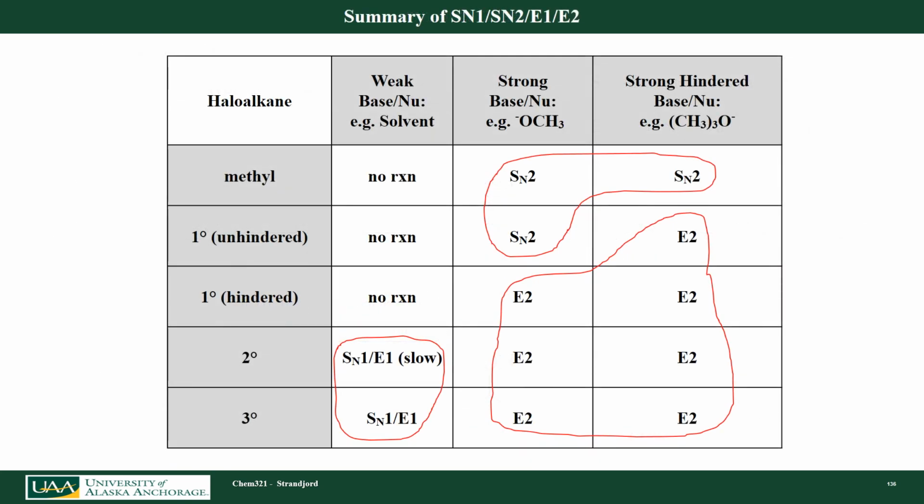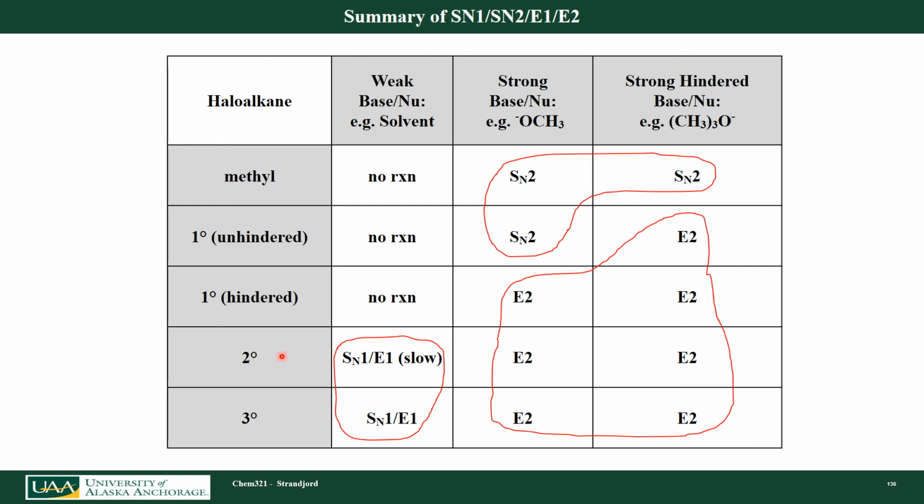Let's put together another chart, and you can go on the internet and find dozens and dozens of these charts which sort of put together the different criteria for the SN1, SN2, E1, and E2 reactions. If I look at methyl alkyl halides, they typically only undergo SN2 reactions. Primary alkyl halides that are unhindered, they undergo SN2 and E2 reactions. Primary alkyl halides that are hindered, they undergo E2 reactions.